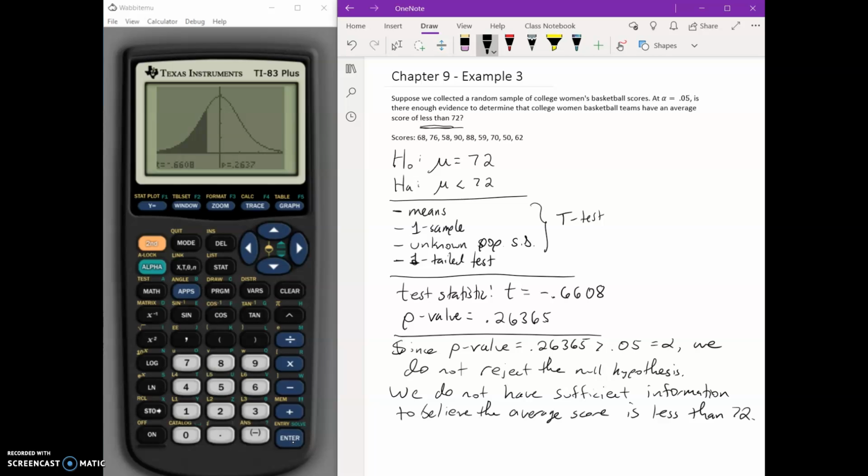So again, another example, just making sure that we can tell the difference of when we should use our stats versus entering our data into L1.